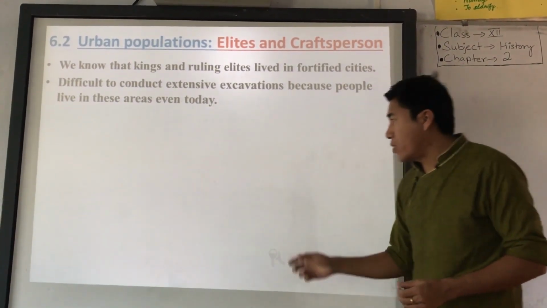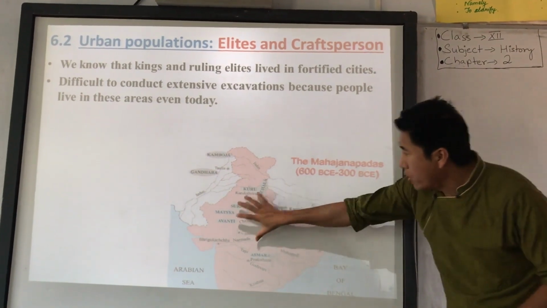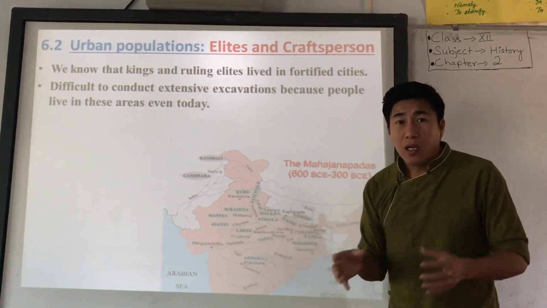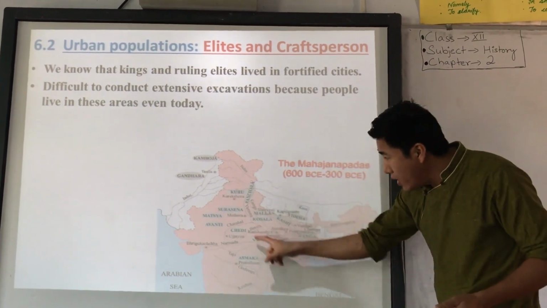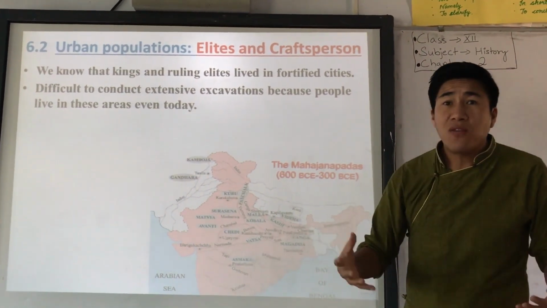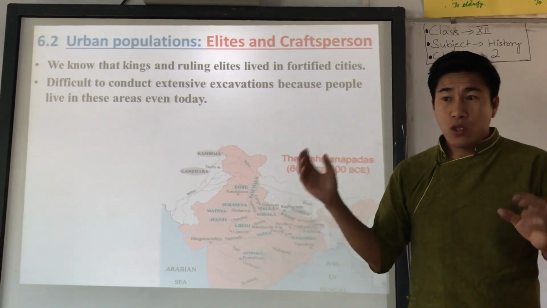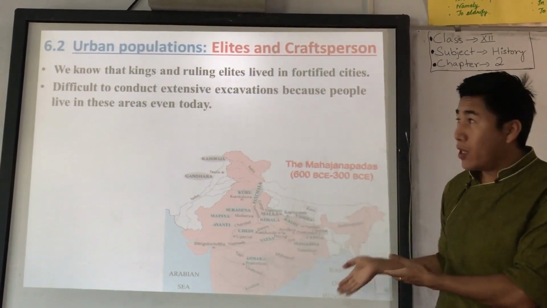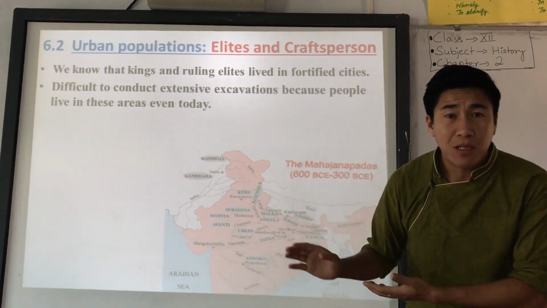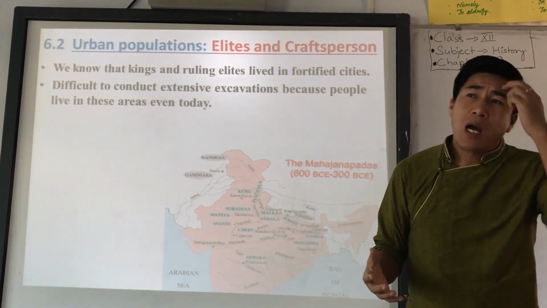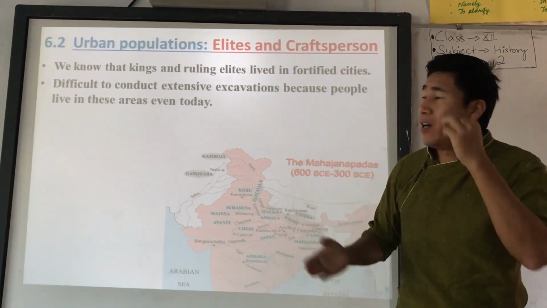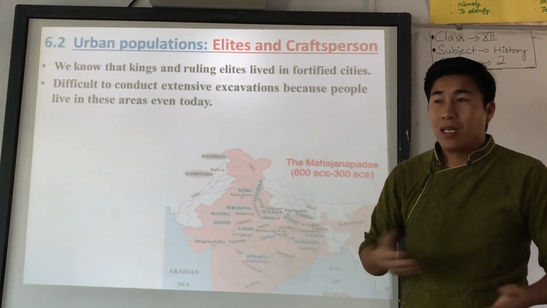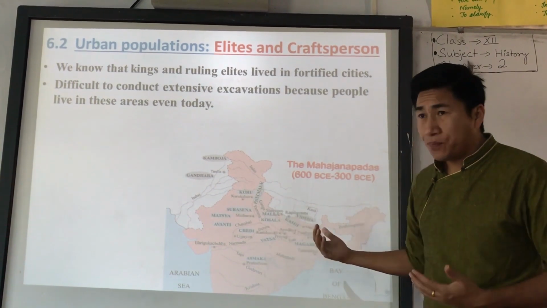If you remember this map, the Mahajanapada area of the 6th century BC, in the 19th century people used to live in this area. So it is very difficult to evacuate this place and do excavation, because people still live where these ancient Mahajanapadas existed. So it is very difficult for archaeologists to do extensive excavation. How do they evacuate the people?